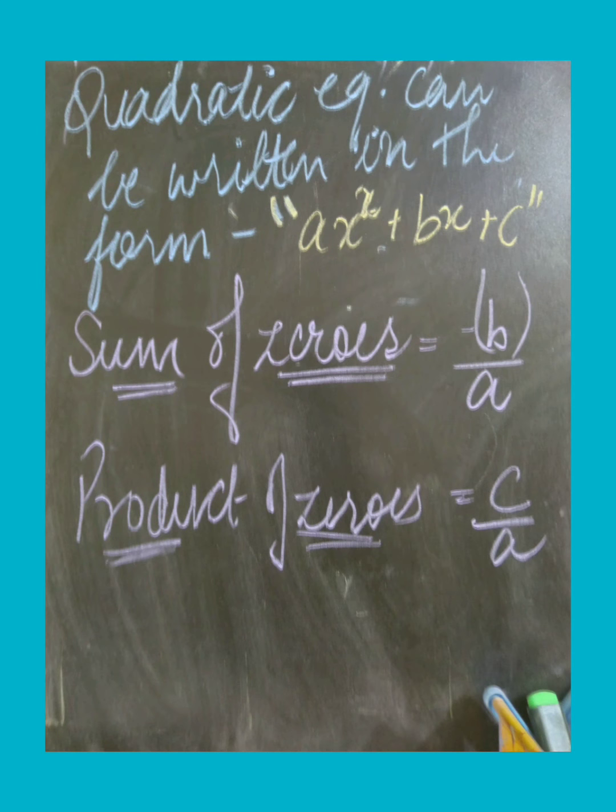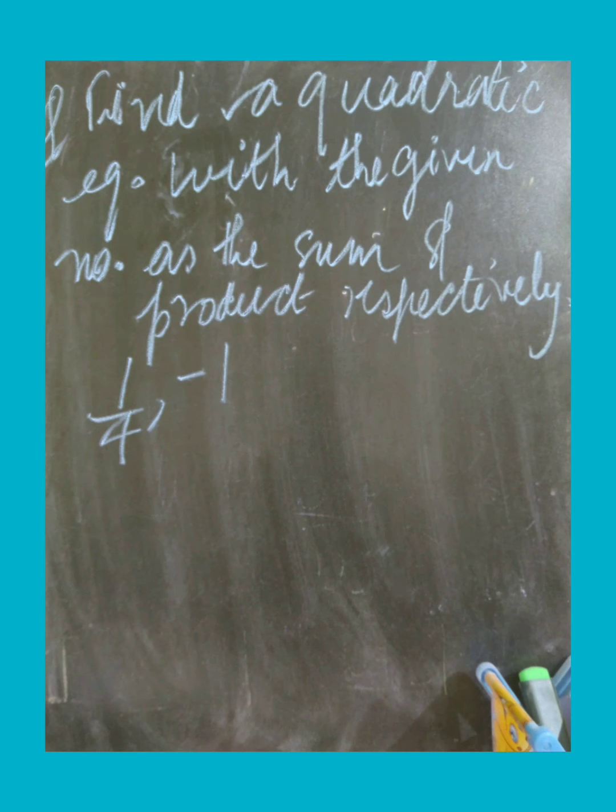Similarly, I can find the product of the two zeros using c by a without actually calculating them. So c is the constant term and a is the coefficient of x square. So here is our question. Find a quadratic equation with the given numbers as the sum and product respectively. So 1 upon 4 is the sum while minus 1 is the product. So we have to form a quadratic equation from this.